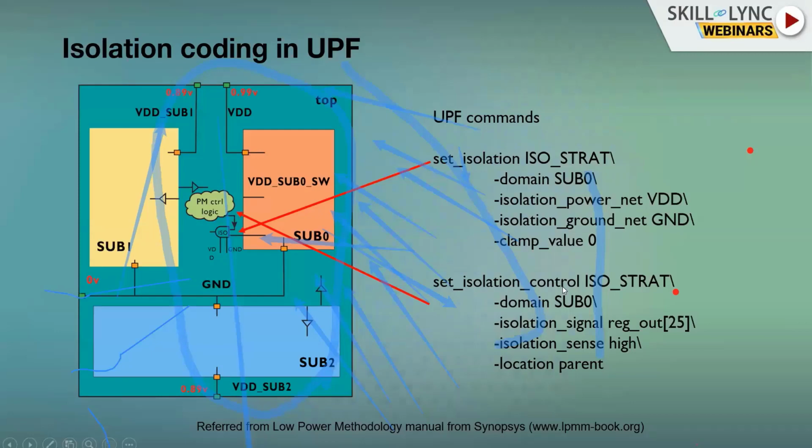Then we have a set isolation control command where we are telling the same thing, that isolation strategy name and domain name, and this is the isolation signal. This is a signal which will be the enable signal for this isolation, telling that okay, I want to enable this isolation or not enable isolation. Then we have to tell whether, with respect to this signal, it has to be sensed high or sensed low, and the location where it has to be placed.